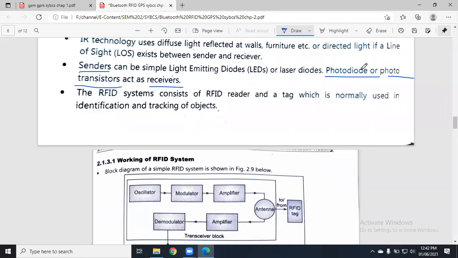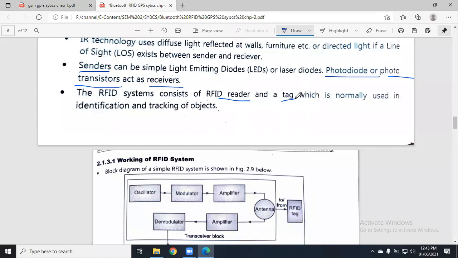Now, an RFID system consists of an RFID reader and a tag, which is normally used in identification and tracking of objects. So there are two different things: a reader and a tag. Now suppose you want to enter an office, you will have a card with you, correct? That card is a tag. And the machine on which you stick your card is a reader. That reader will read the information written on your card, and it will allow you inside the office. You getting the working of it?